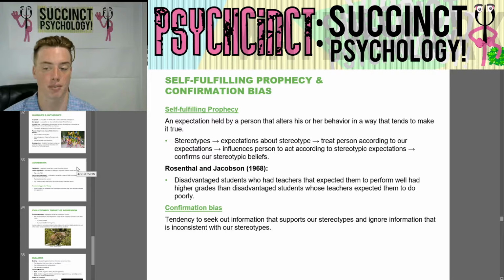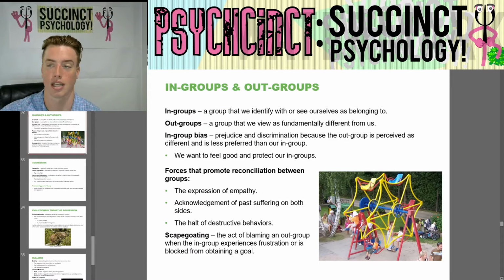Now, confirmation bias is a tendency to seek out information that supports our stereotypes and ignore information that is inconsistent with our stereotypes. Next, we have in-groups and out-groups. An in-group is a group that we identify with or see ourselves as belonging to, while an out-group is a group that we view as fundamentally different from us. In-group bias leads to prejudice and discrimination because the out-group is perceived as different and is less preferred than our in-group. So we want to feel good and protect our in-groups.